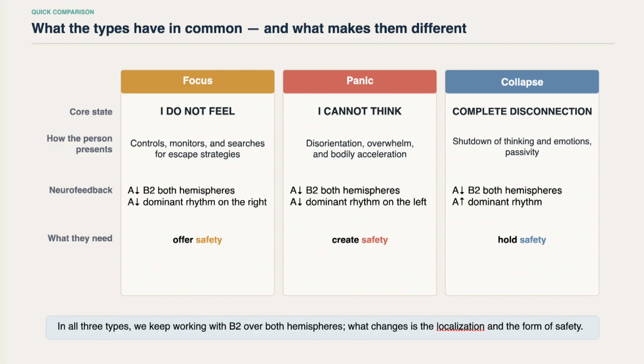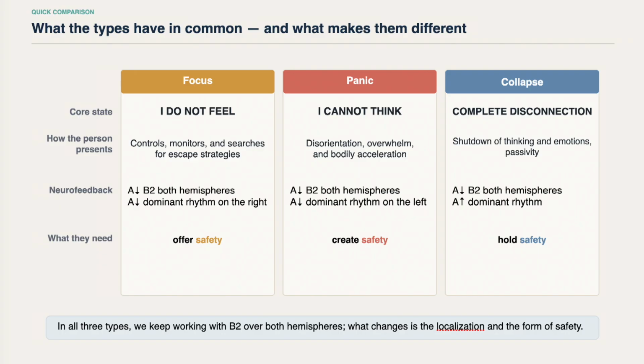So, we are looking at 3 types of dissociation. Type 1, I do not feel. Type 2, I cannot think. Type 3, collapse. What all 3 types have in common is the same neurofeedback foundation. The training is always aimed at reducing the amplitude of beta 2. Where they differ is in how we work with the amplitude of the dominant rhythm. In type 1, we reduce the amplitude of the dominant rhythm over the right hemisphere. In type 2, we reduce the amplitude of the dominant rhythm over the left hemisphere. In type 3, we increase the amplitude of the dominant rhythm over both hemispheres.